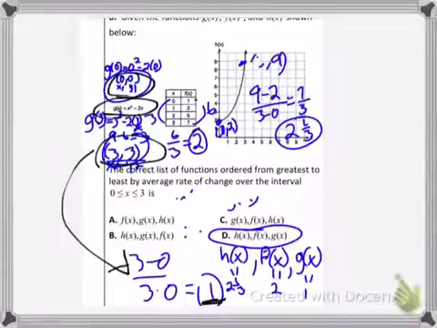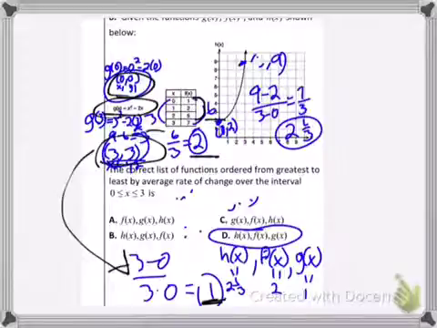The next one I do from 0 to 3 will be 1, 7. So 1 to 7 is 6. From 0 to 3 is 3. 6 divided by 3 is 2.